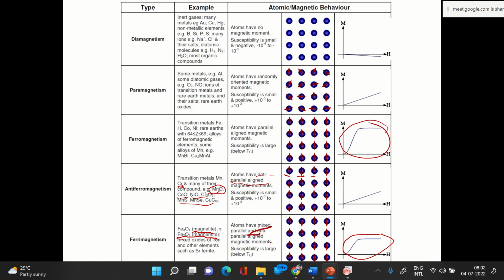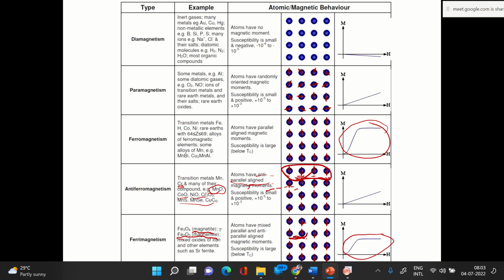So it also has anti-parallel arrangement, but the arrangement is such that the net magnetic moment is not cancelled out. If you look at the upspins here, there are a greater number of upspins than downspins, and so there will be a net magnetic moment. But in case of antiferromagnetic, you have the arrangement that actually cancels out the whole. The spins are arranged in such a way that they cancel out when there is no field present.